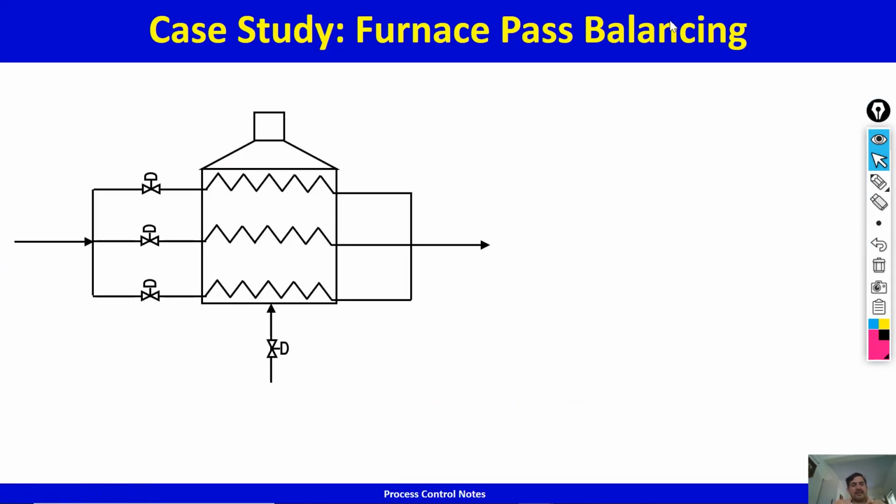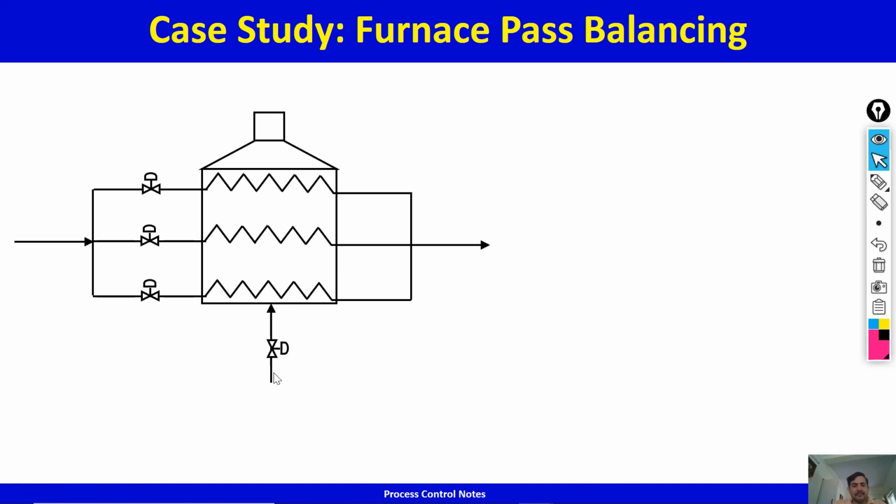So industrial scale furnaces will typically have multiple parallel passes through a furnace, and that is essentially to accommodate large throughputs. So, for example, in this case there are 3 parallel passes, and the overall throughput is split into 3 streams, and you have burners for pass 1, burners for pass 2, and burners for pass 3. And what is down here is fuel that is causing the burning, the heating rate.